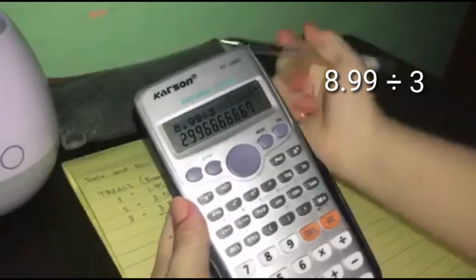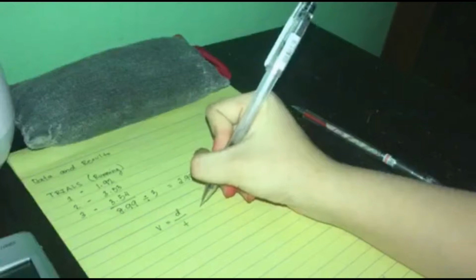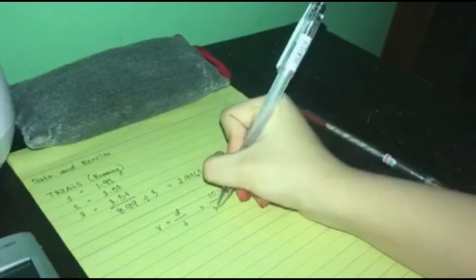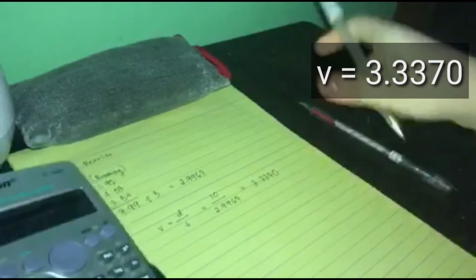We got 2.9967. The symbol of speed is V, and its formula is distance over time. For the distance, we have 10 meters over the average time, 2.9967. Now let's divide them. Our speed is 3.3370. Next, let's compute my own speed in walking.